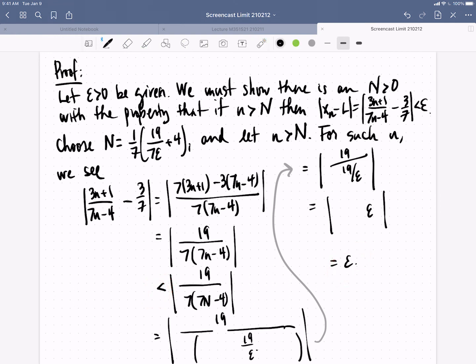And so we'll conclude the proof with a statement like, thus, the sequence converges to 3/7.